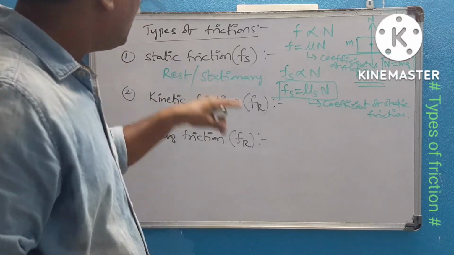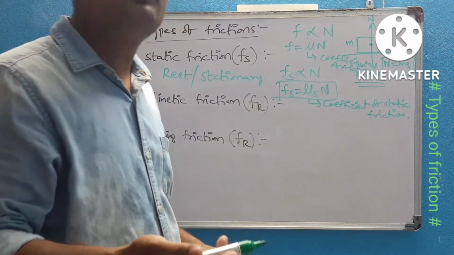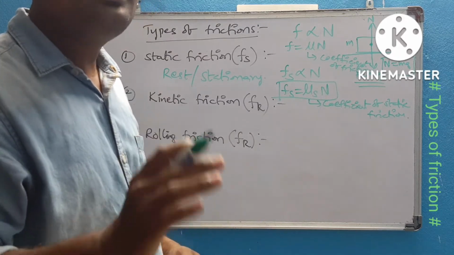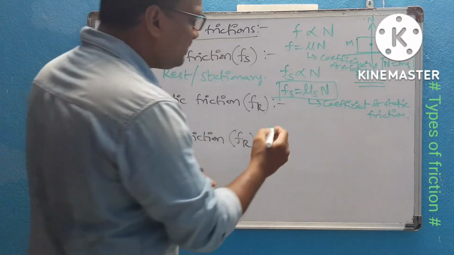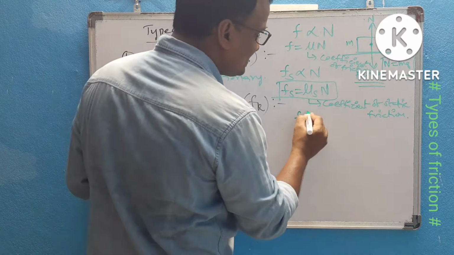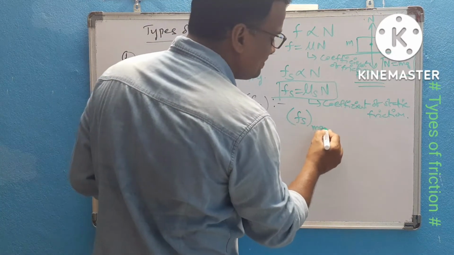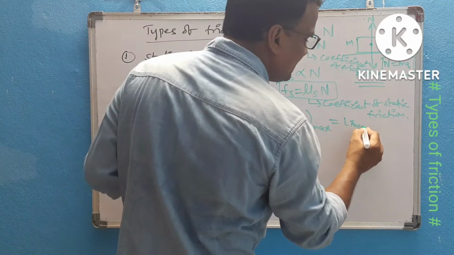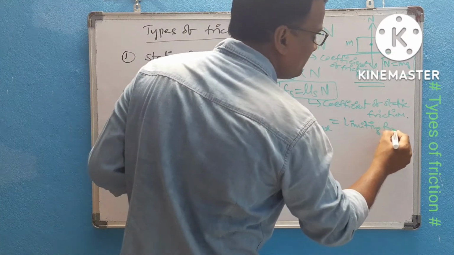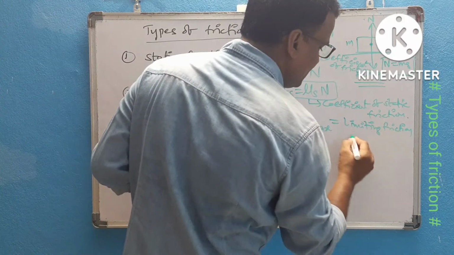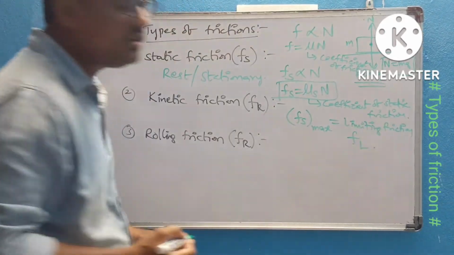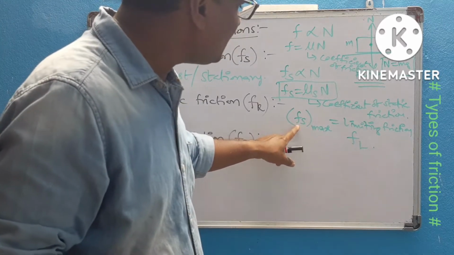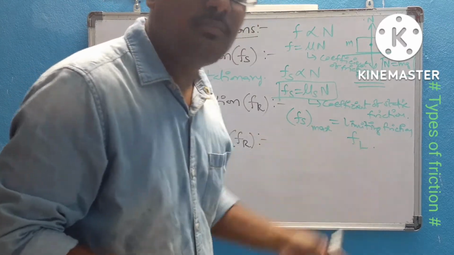Here the maximum value of the static friction is called the limiting friction. So if the Fs value is maximum, then it is called the limiting friction, and it is denoted by the letter F suffix L. The maximum value of static friction is called the limiting friction.